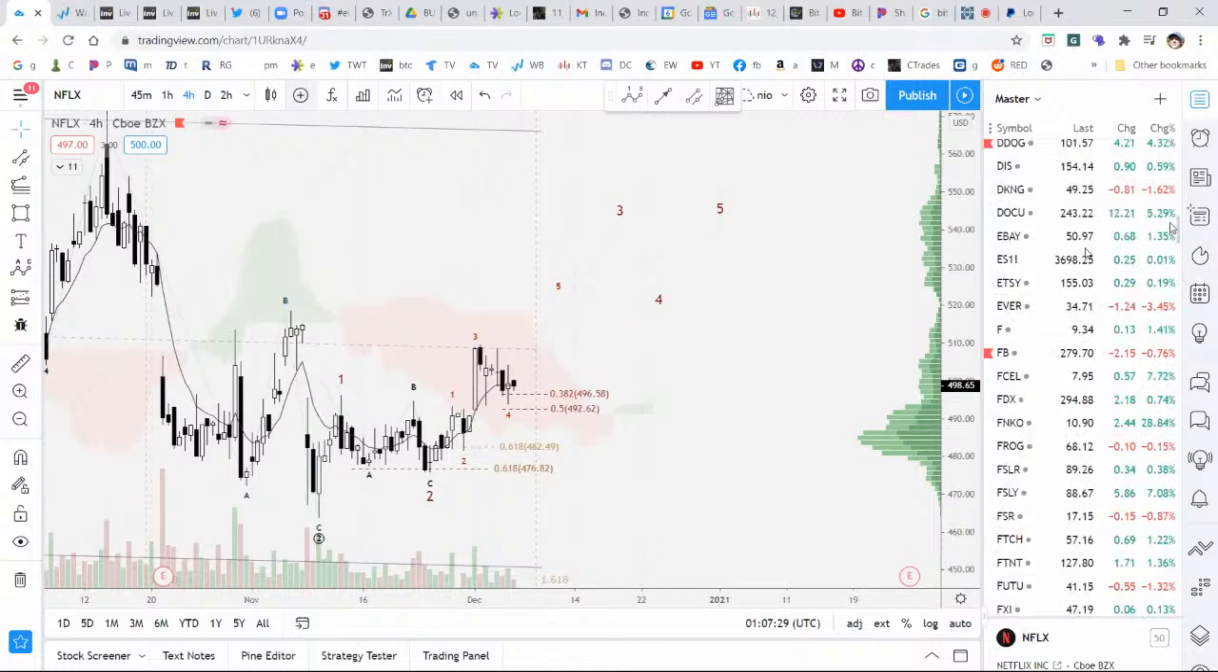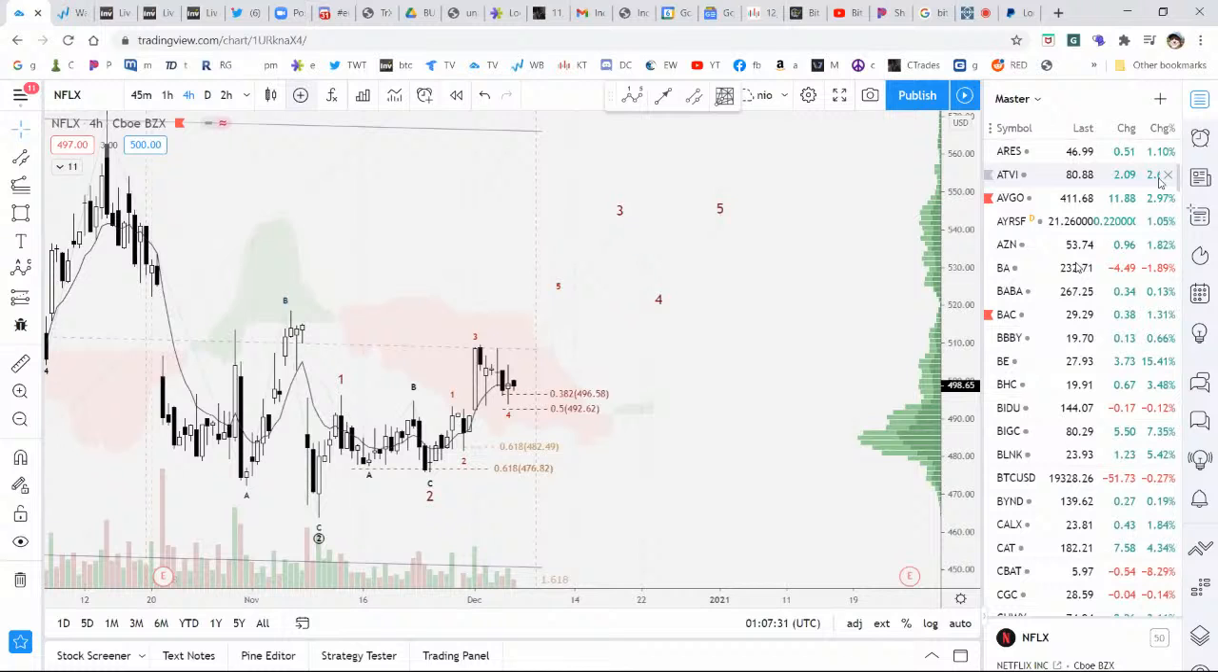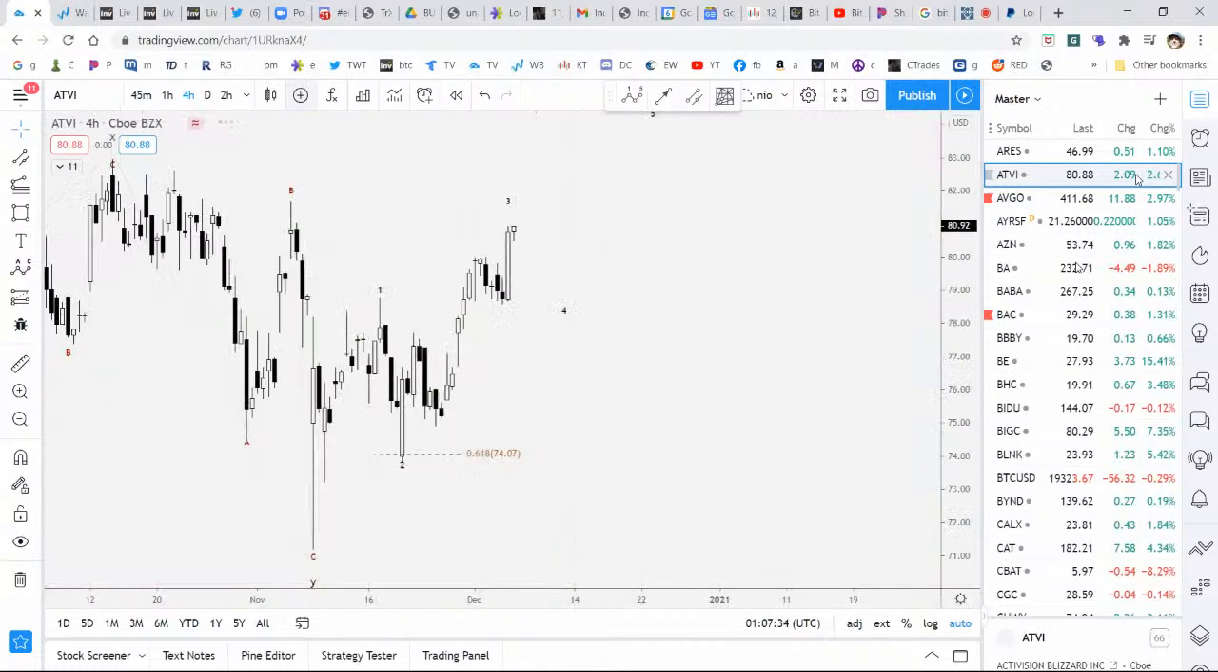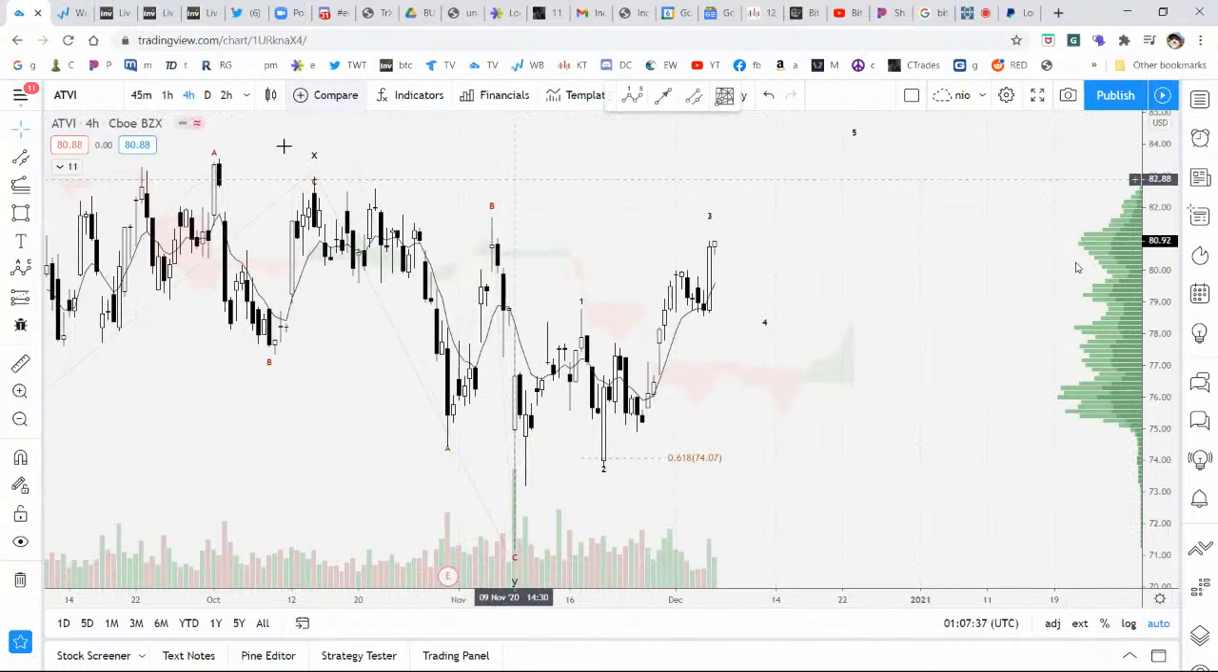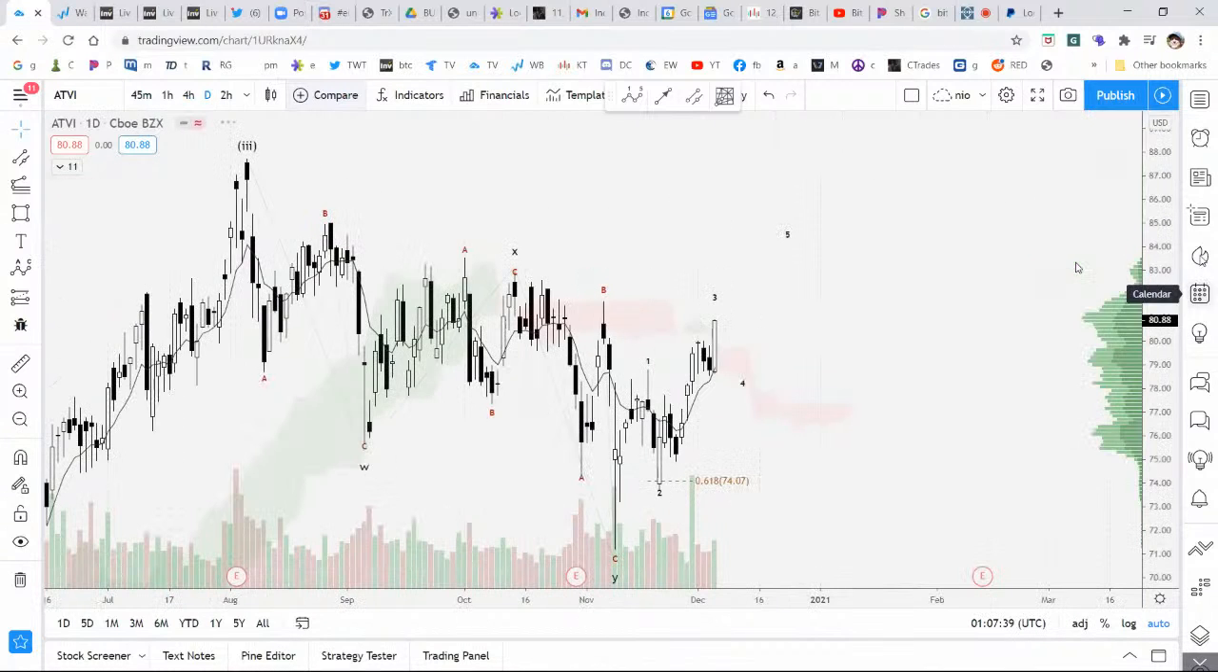ATVI. Oh, Michael, Laser already has options on it. Sweet. After 2 days, you gotta love it. Oh, because it was probably like a SPAC or something like that. Okay, cool, good.